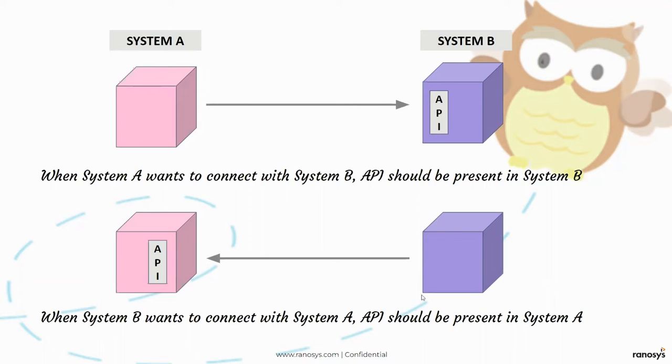Similarly, when system B wants to connect with system A, the API should be present in system A and system B has to call out that API. So we can say that the API should always be present at the to side. So here, when we are communicating from system A to system B, the API should be at the to side, which is system B. And when we are communicating from system B to system A, the API should be at the to side, which is system A. I hope this concept is clear to you guys.